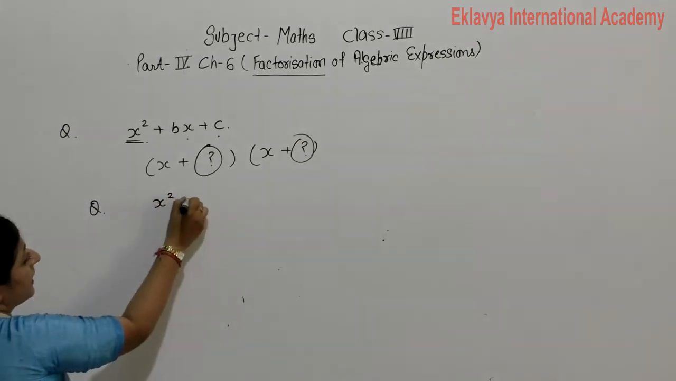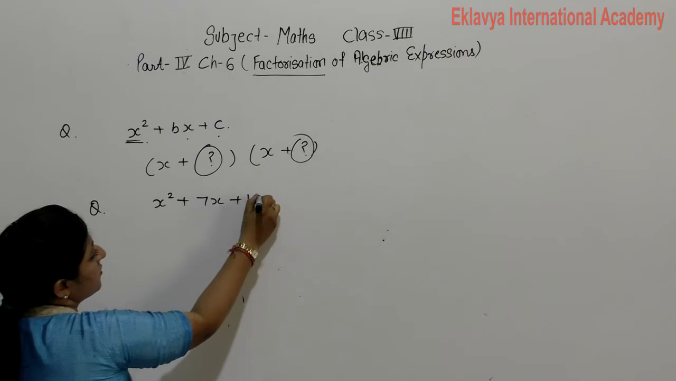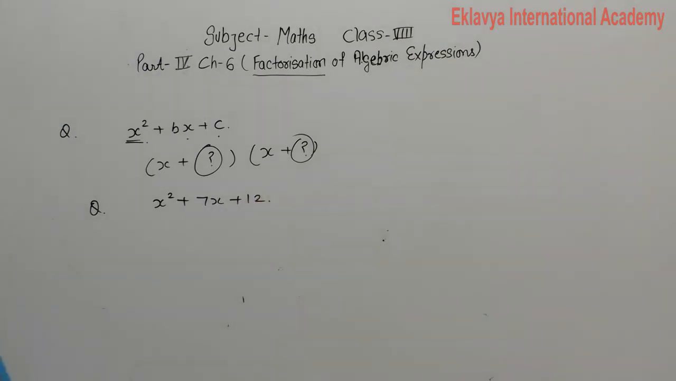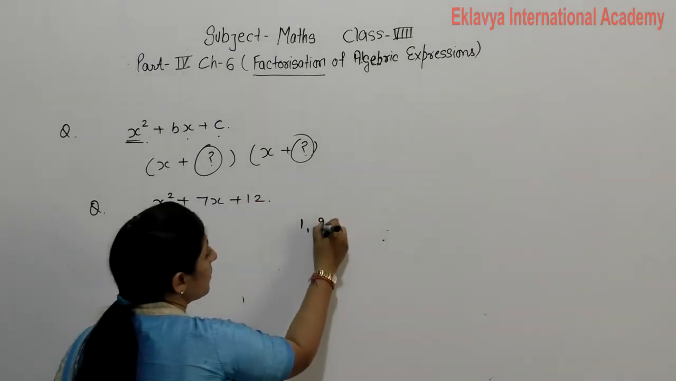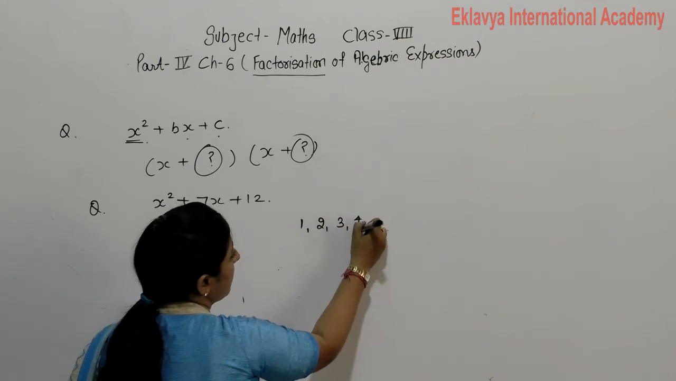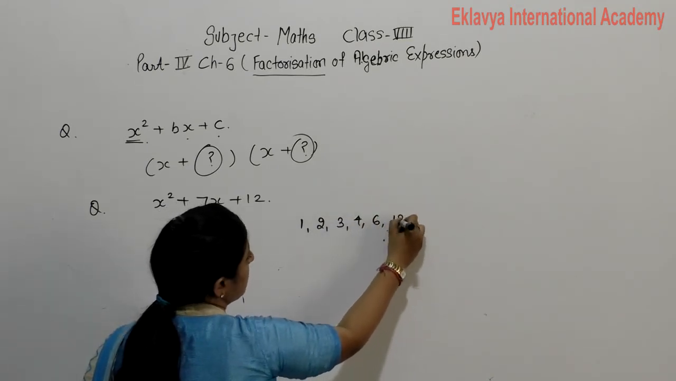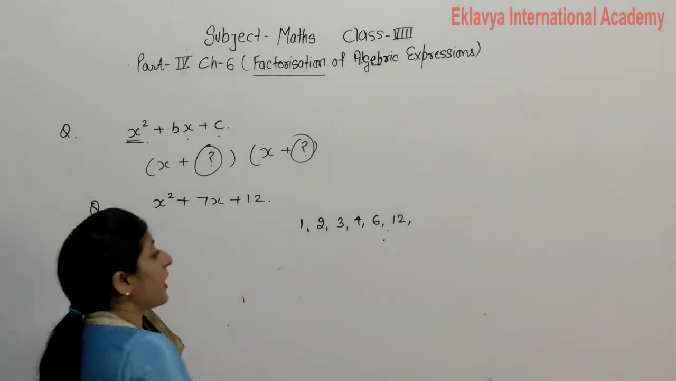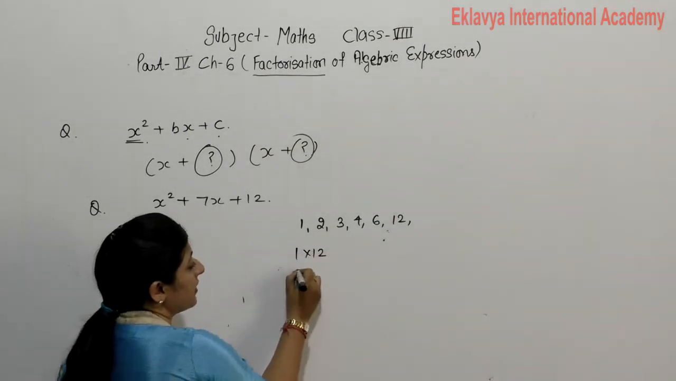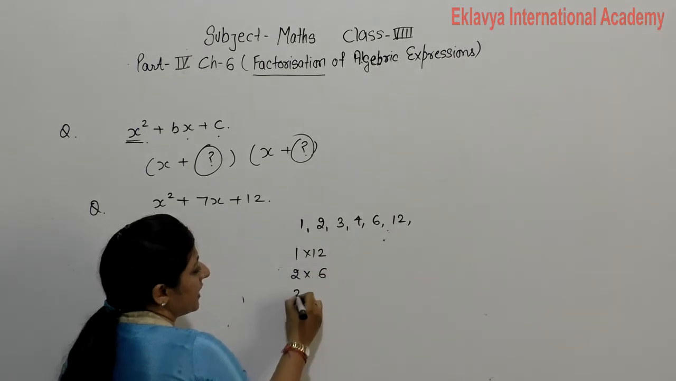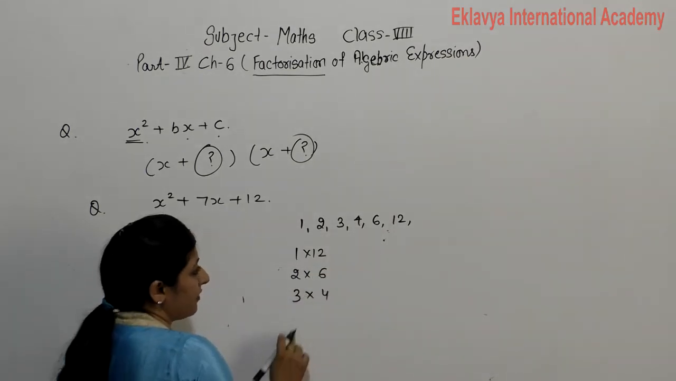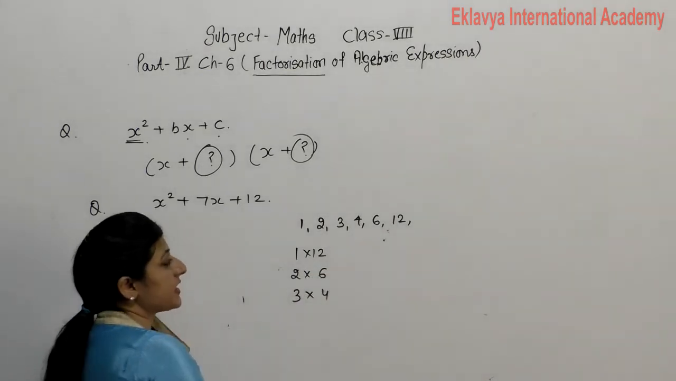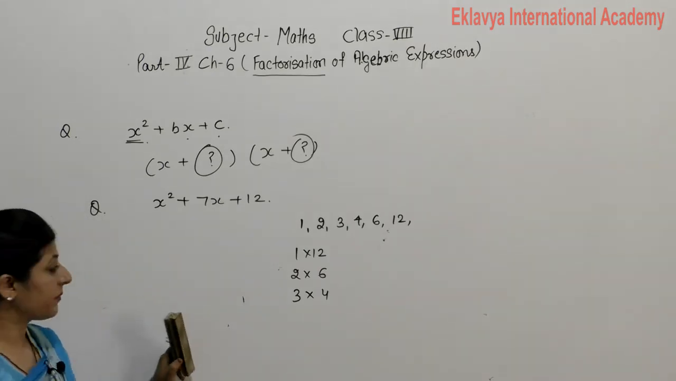x square plus 7x plus 12. See the factors of 12: 1, 2, 3, 4, 6, 12. How can you get 12? 1 into 12, 2 into 6, 3 into 4, 12, then again 4 into 3, 6 into 2, 12 into 1, like this.